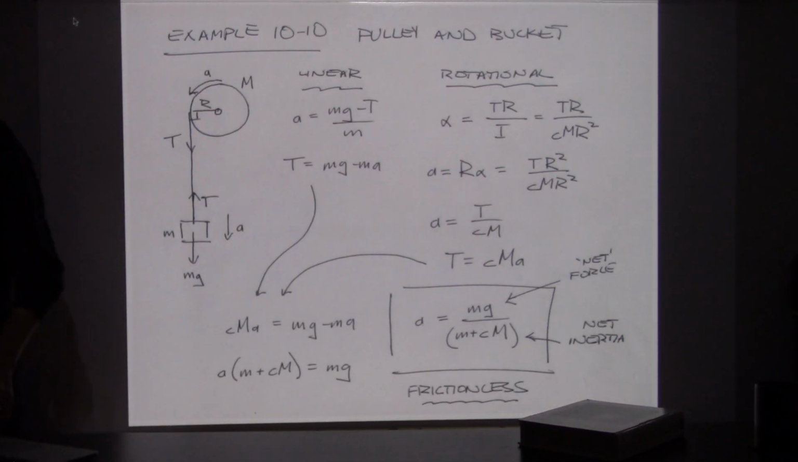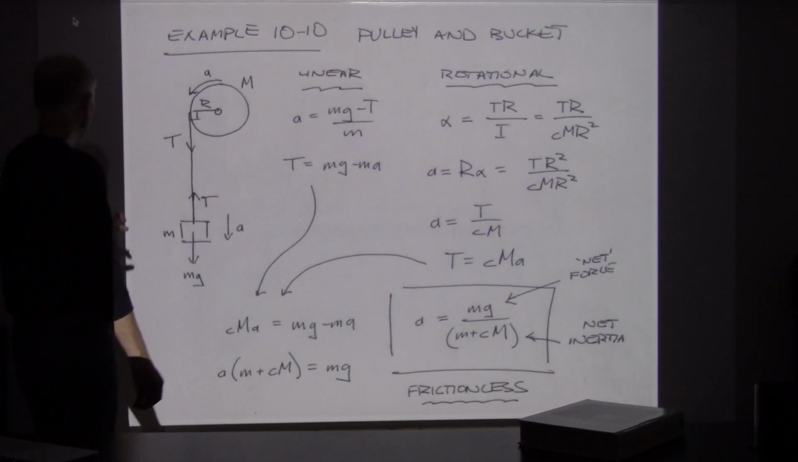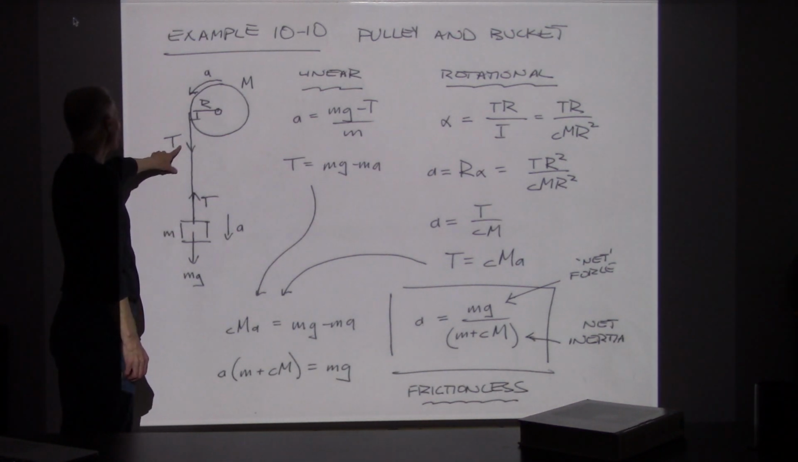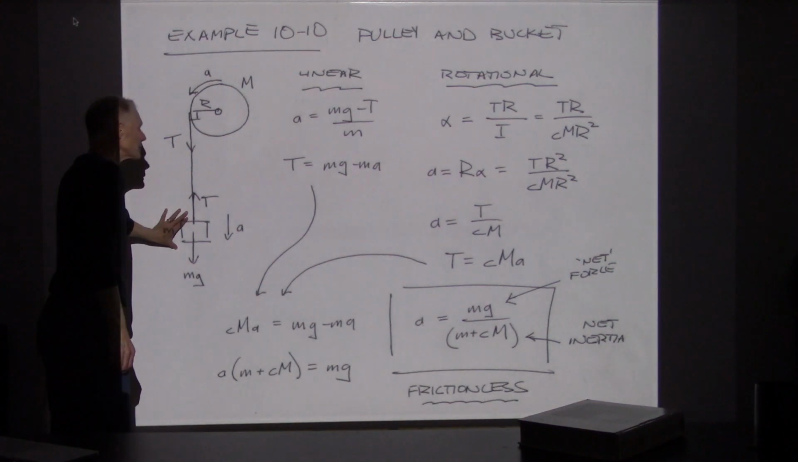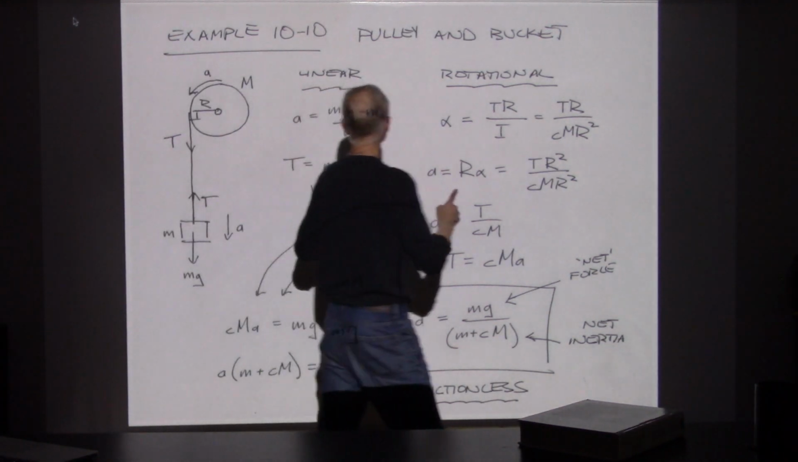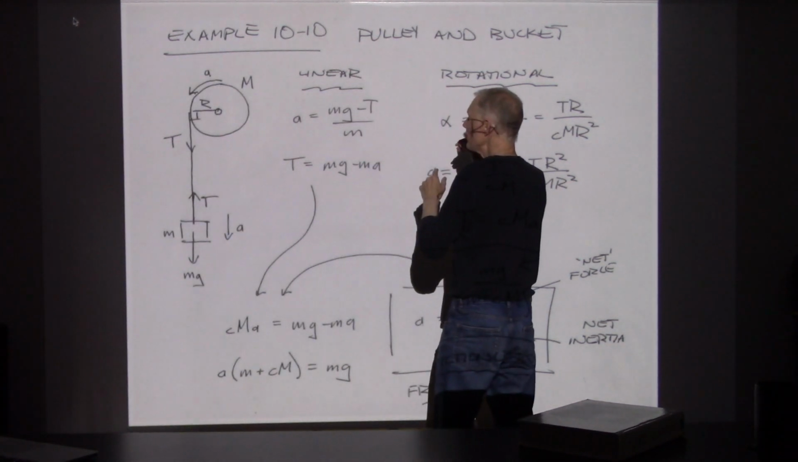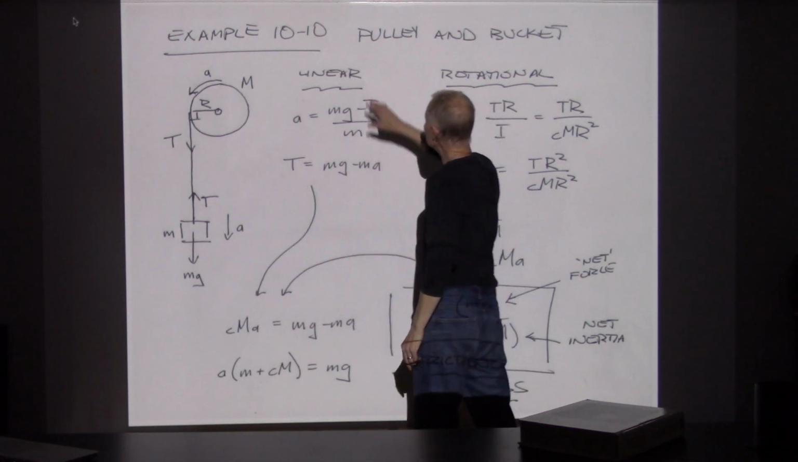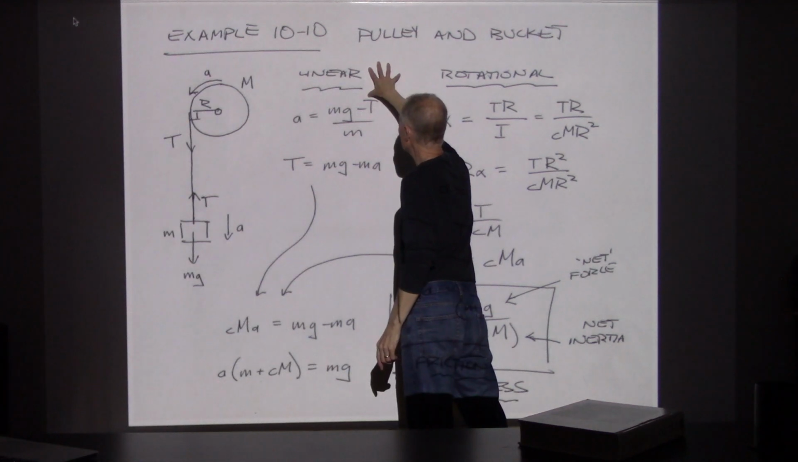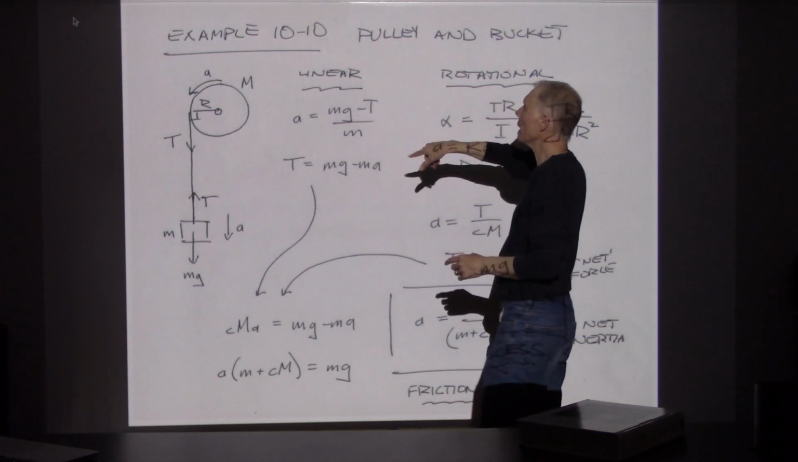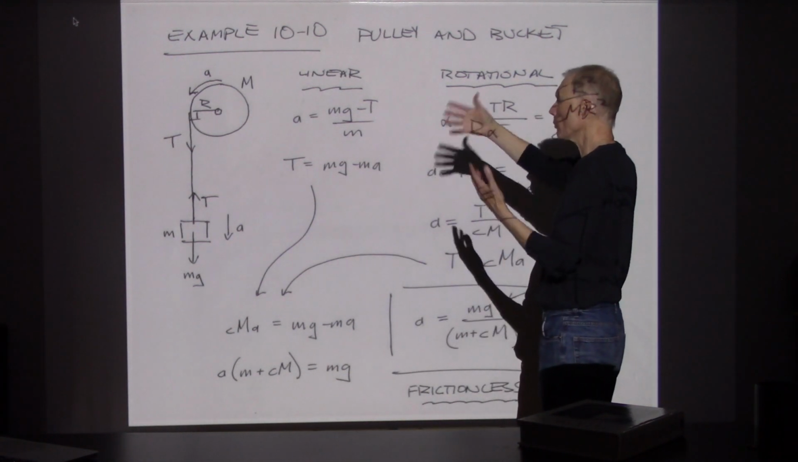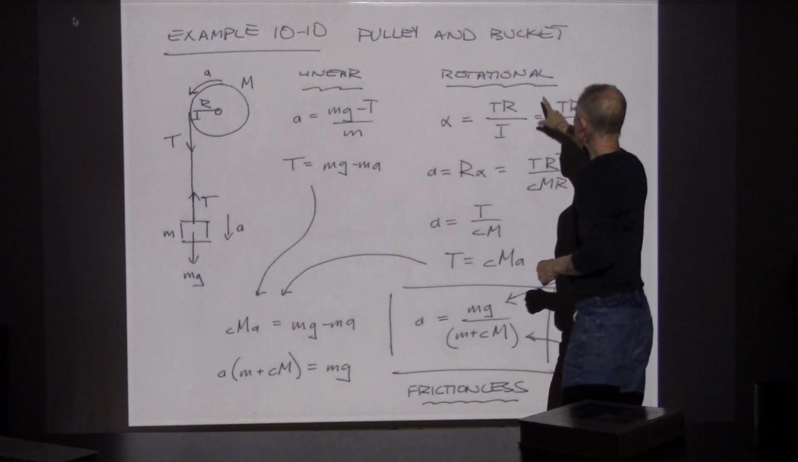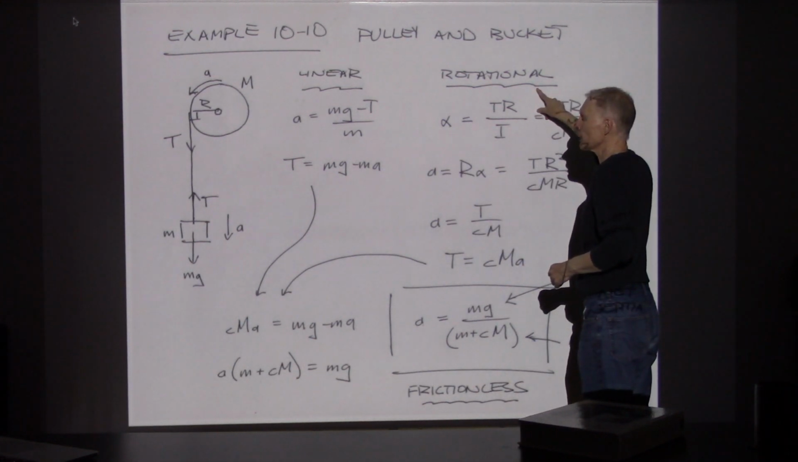All right, here's another good example. Let's put a bucket here. So before we just had this tension, but now we're going to put a bucket. And what that does for us is we have to keep track of the acceleration of the bucket, and that's going to be a linear acceleration. And we have to keep track of the acceleration of the pulley, and that's going to be a rotational acceleration.